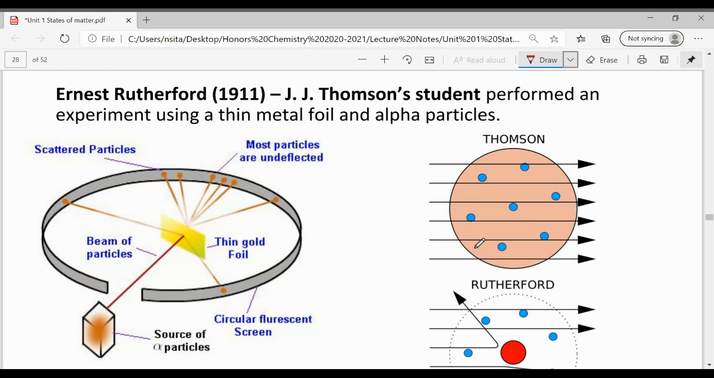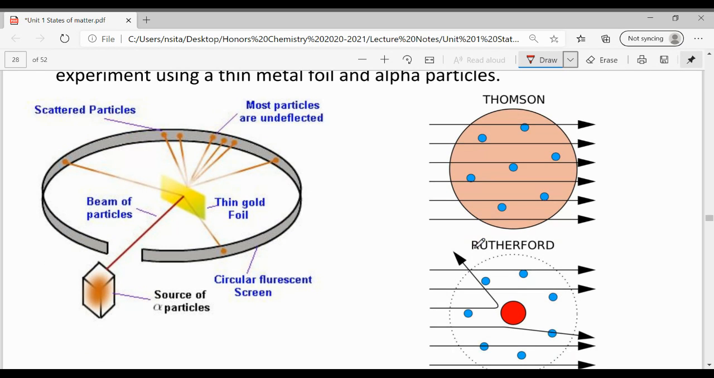Now, Rutherford. Rutherford looked into the plum pudding model, and he came up with this device to try to prove that the plum pudding model is true. His device was composed of something called a source of alpha particles. Alpha particles, remember, have a positive charge. This beam of positive charge is shot through a very thin gold foil. The gold foil is so thin, it is composed of only one or two layers of gold atoms.